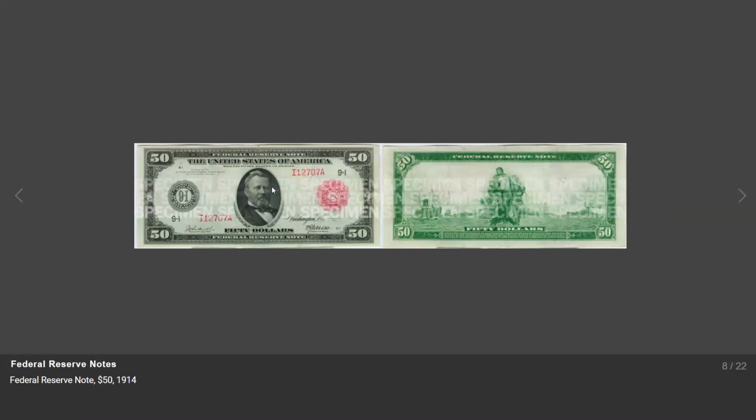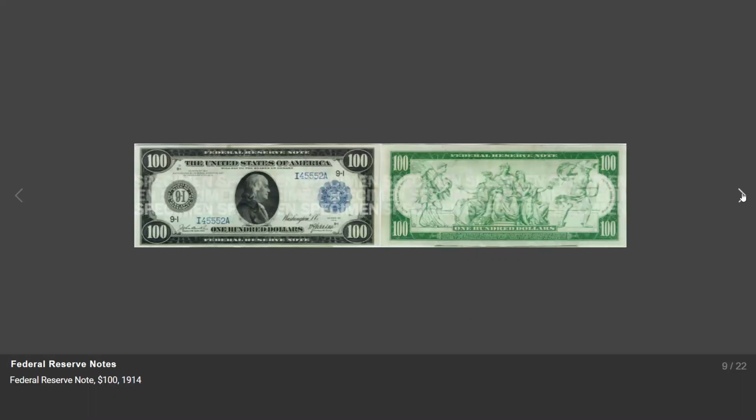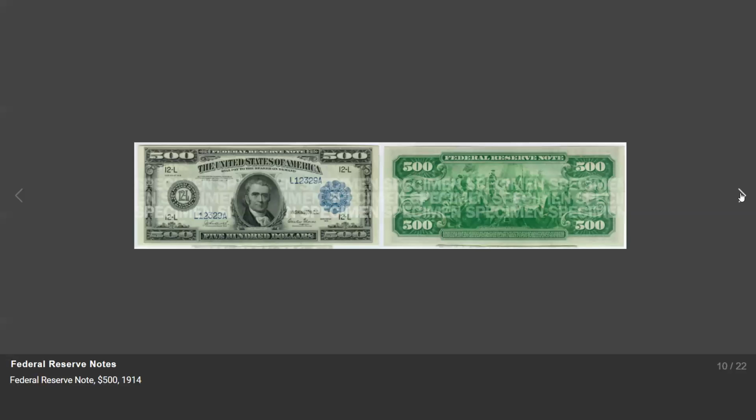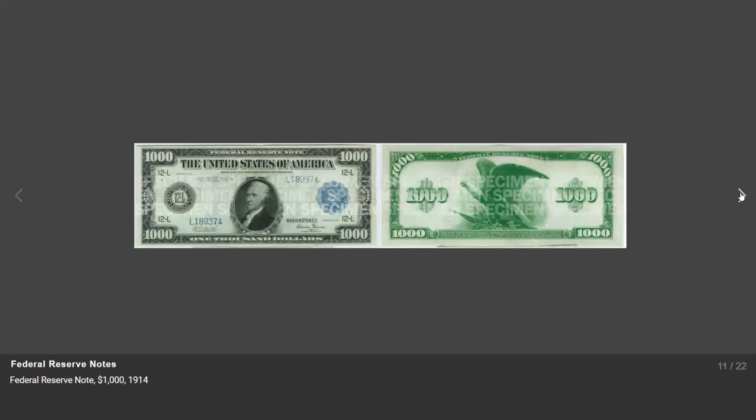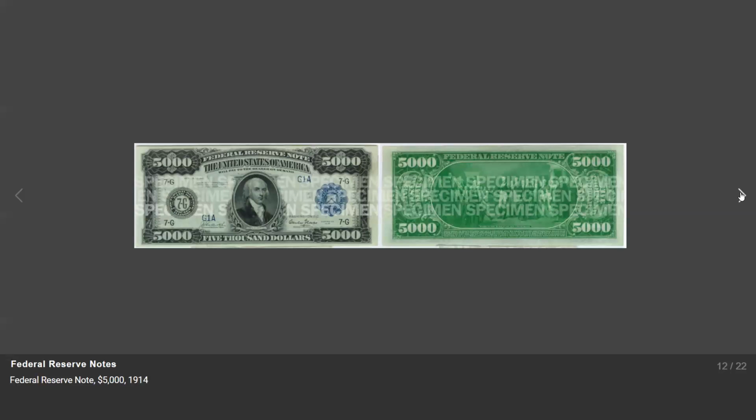There's our friend. There you go. Ulysses Grant on the $50 bill. That hasn't changed. That's Franklin. Ben Franklin. Not the same picture that's on the current $100 bill, by the way. I'm not sure who that is. I have to do some investigation. Here's Mr. Hamilton. That's Madison. He's on the $5,000 bill.